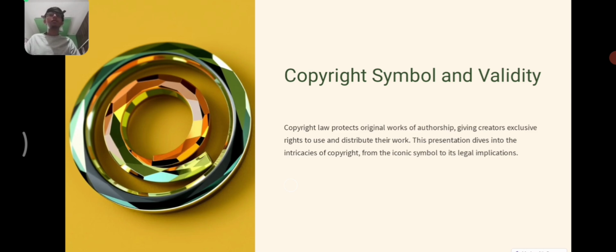Copyright law protects original works of authorship, giving creators exclusive rights to use and distribute their work. This presentation delves into the intricacies of copyright, from the iconic symbol to its legal implications. Let us move on to the next topic, the copyright symbol.